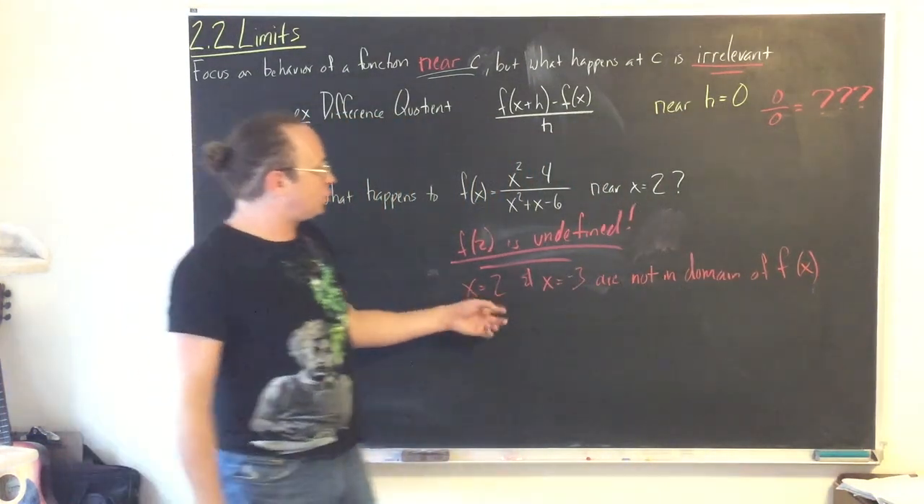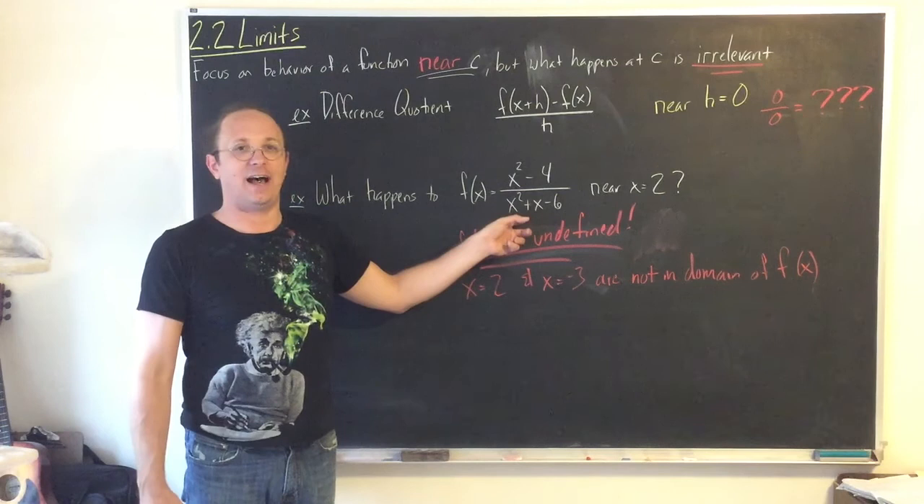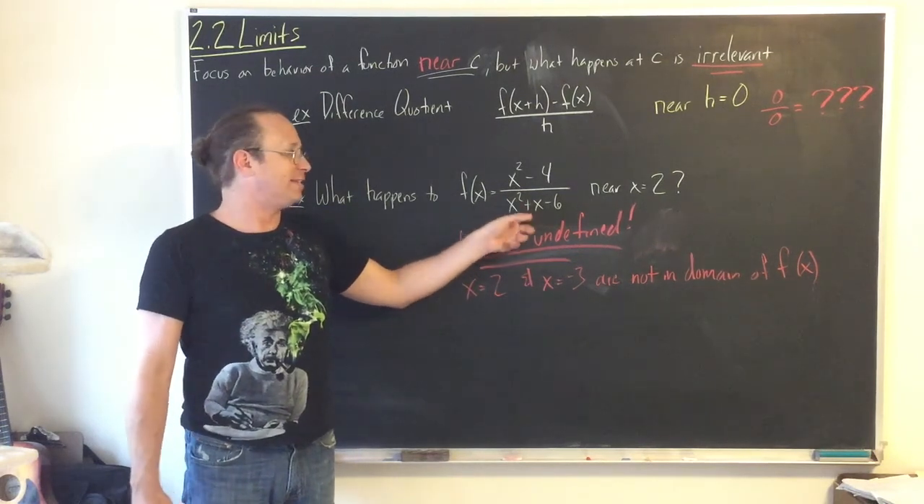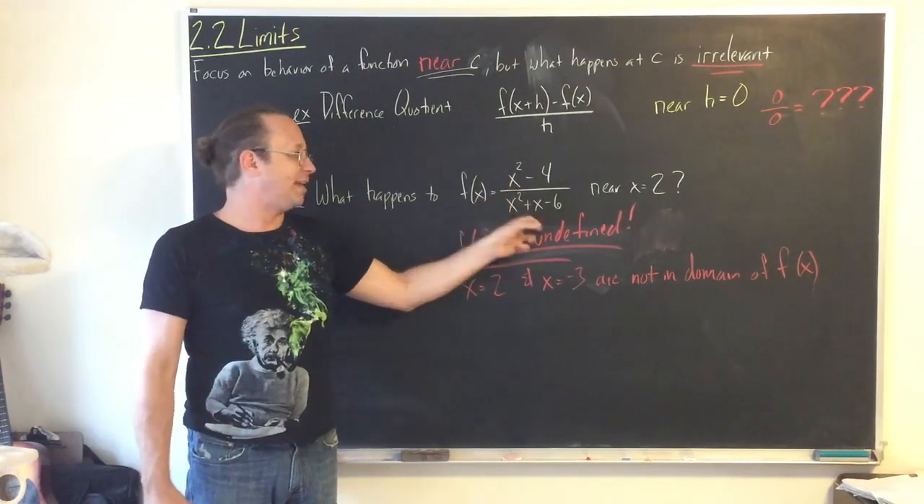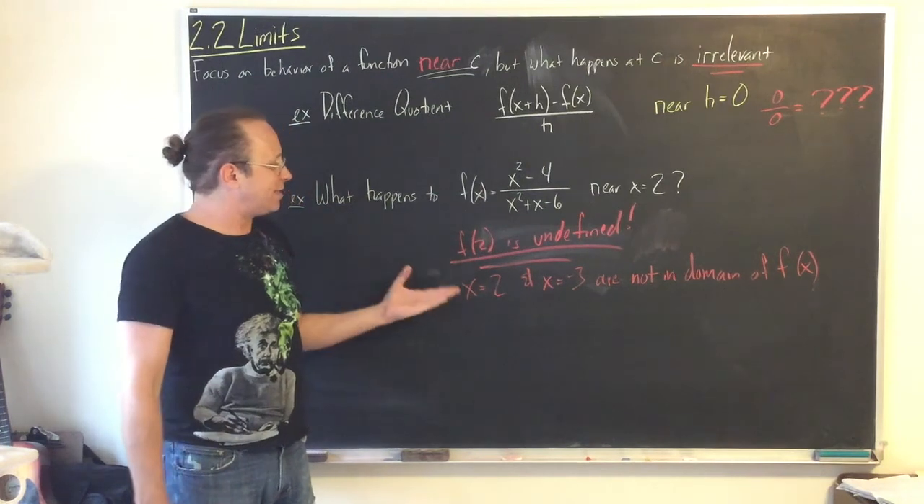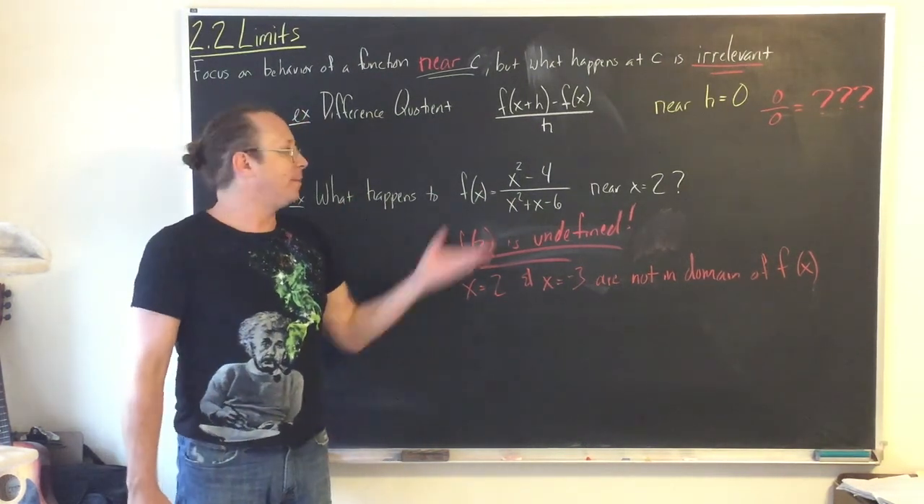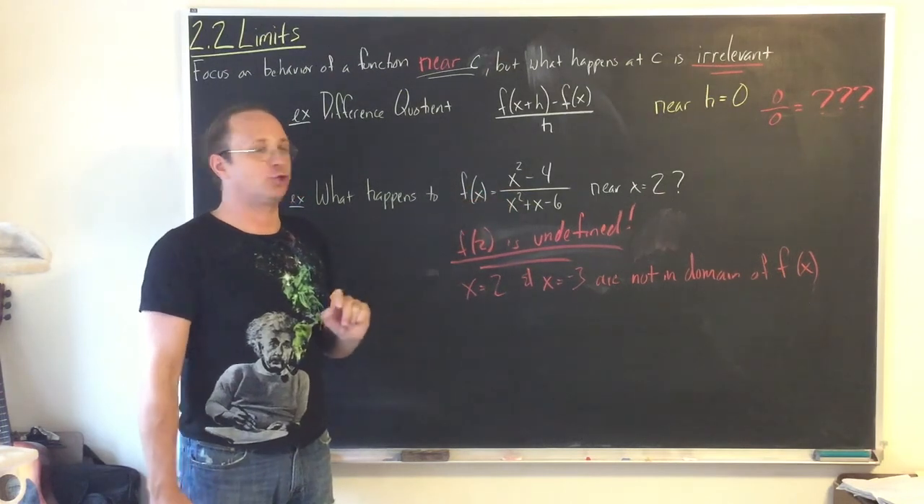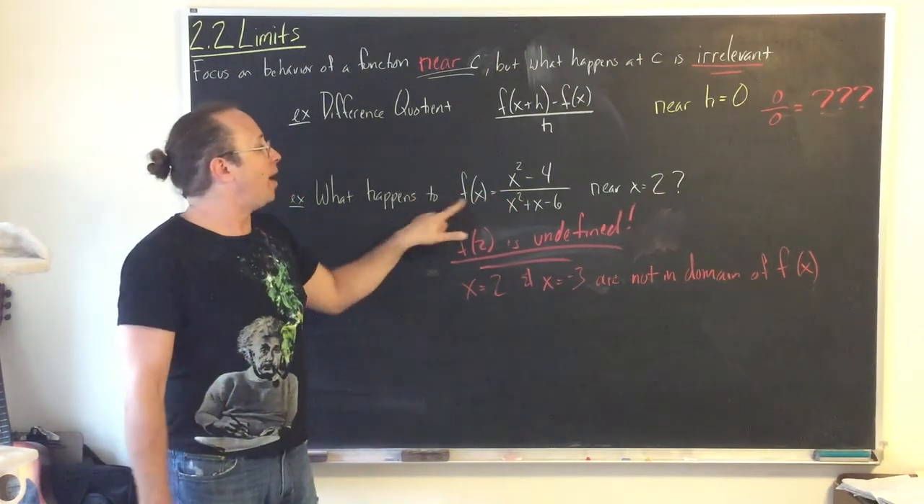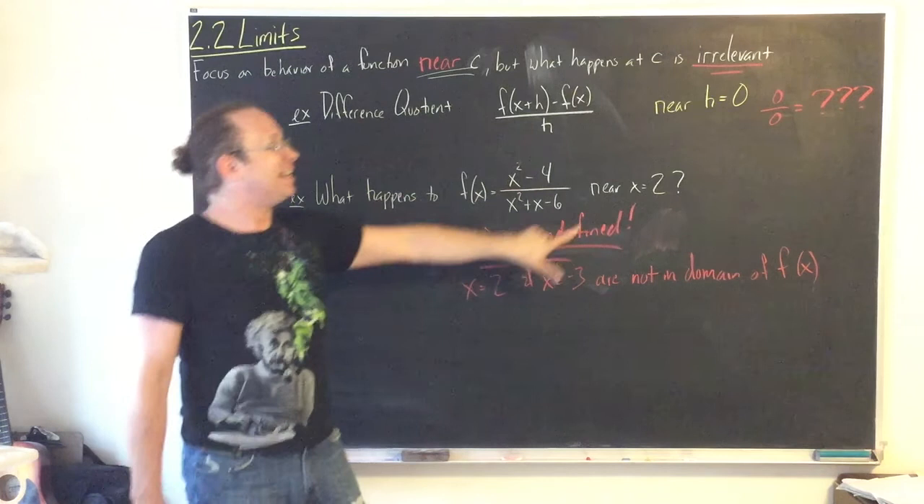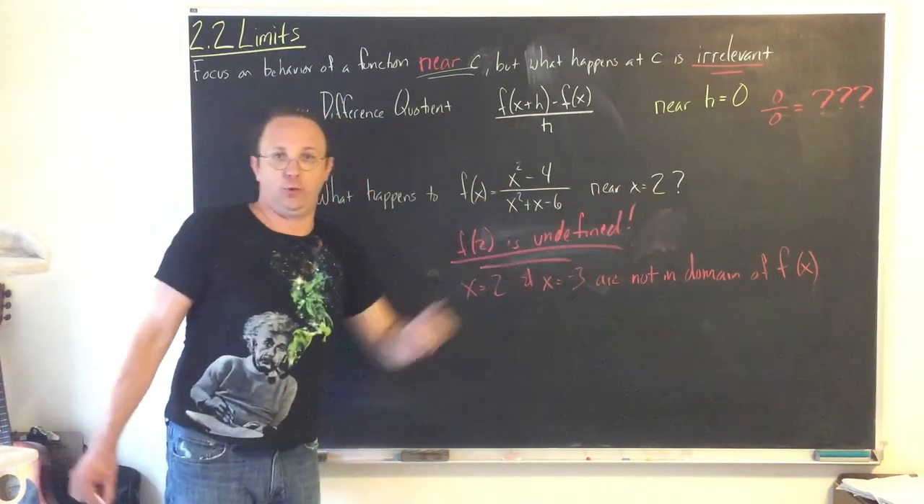Because if we plug in 2 or negative 3 into this guy, we're going to get division by 0, which is always against the rules. So notice that you cannot plug in 2, you cannot plug in negative 3, because this function does not make sense at those 2 points. But this function does make sense near 2.